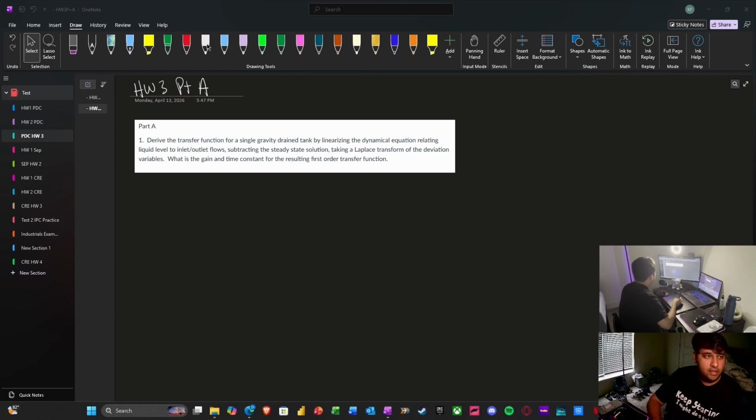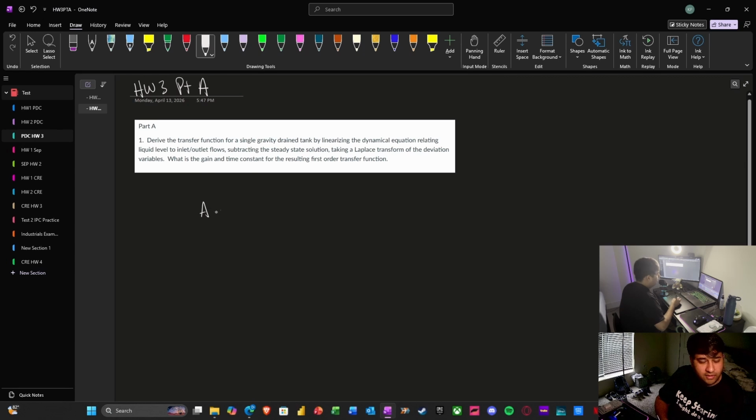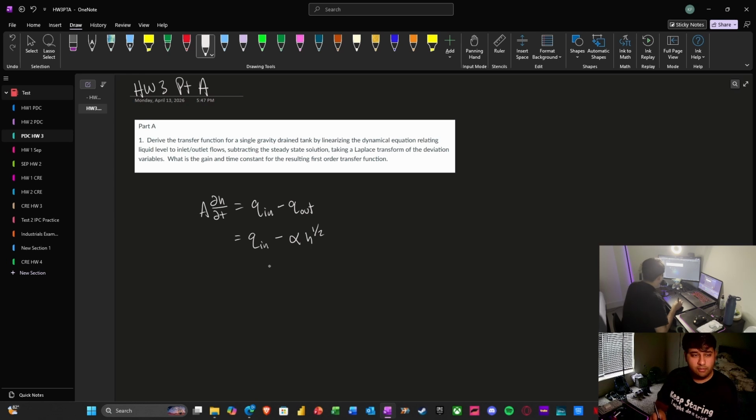So what we're going to start with is writing down our equation for the gravity drain tank, which is the area times the change in height over the change in time, which equals Q in minus Q out, which we have seen before. So we can make this Q in minus alpha times the square root of height. And if we remember from earlier homeworks, alpha equaled the square root of 2 times g.